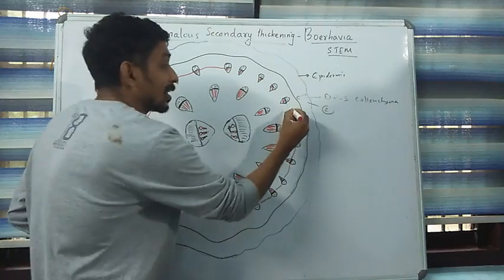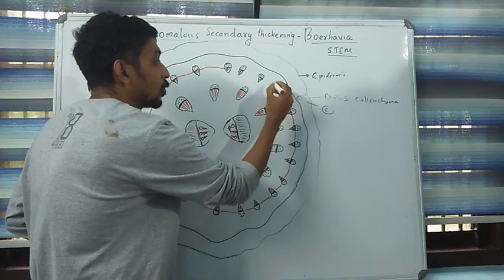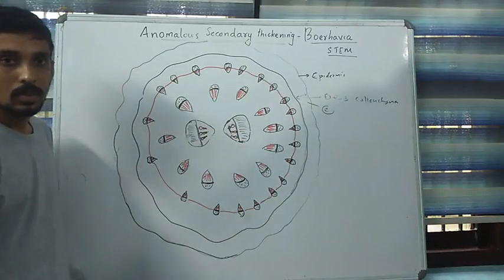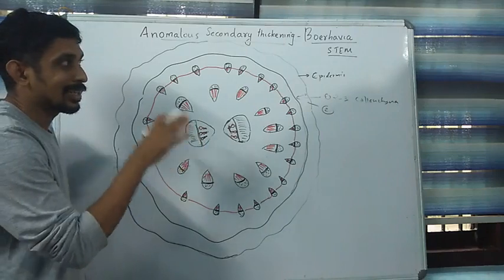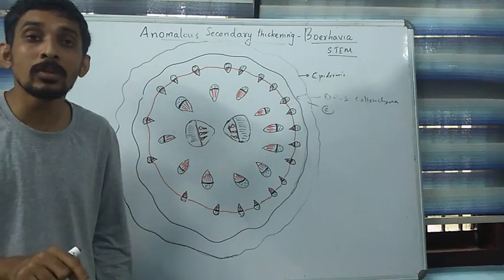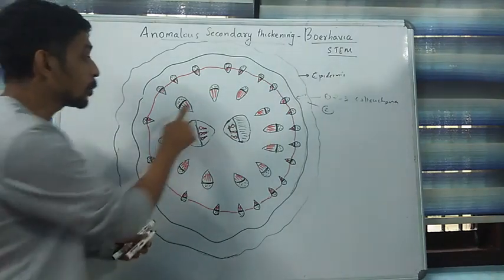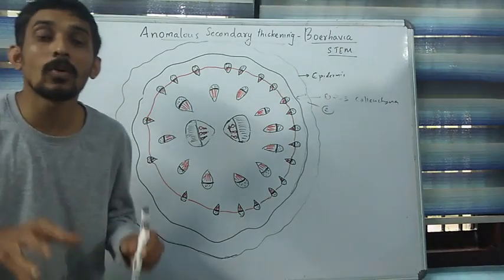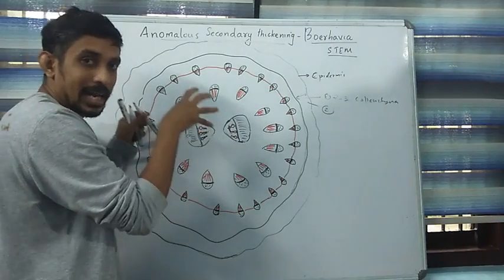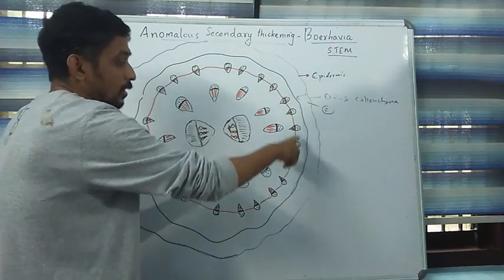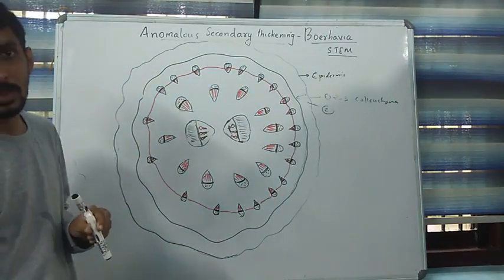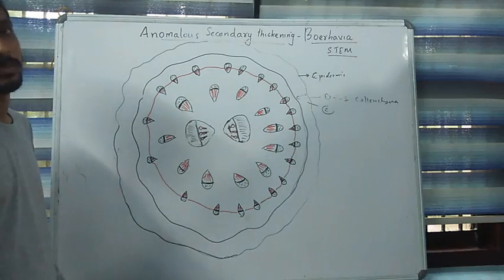Here I am drawing the interfascicular cambium using a red marker pen, so you can easily see. The main feature of this Boerhaavia stem is that its outermost vascular bundle contains both the fascicular and the interfascicular cambium, whereas the middle and the inner vascular bundles contain only fascicular cambium. So in 99% of cases, secondary growth takes place in the outermost vascular bundles. So let us move into the secondary thickening.